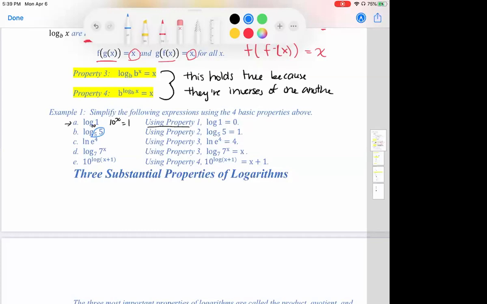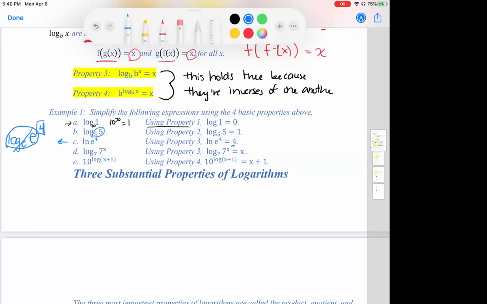For the next ones, remember that we have a log base and a number. They make 1, right? So our property is property 2. So that log base 5 of 5 is 1. C uses property 3. Remember, this is the same thing as log base e of e, raised to the 4th power. So these are gone. I don't think it's correct to say they make 1. And so our answer would be our exponent, which is 4.